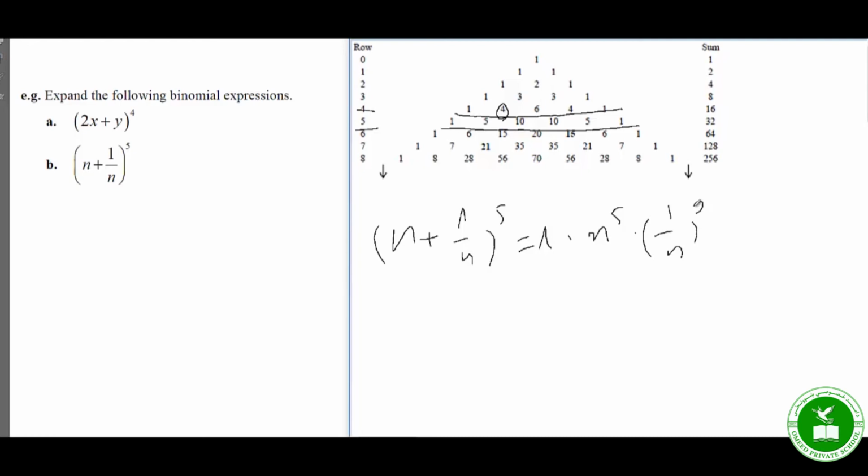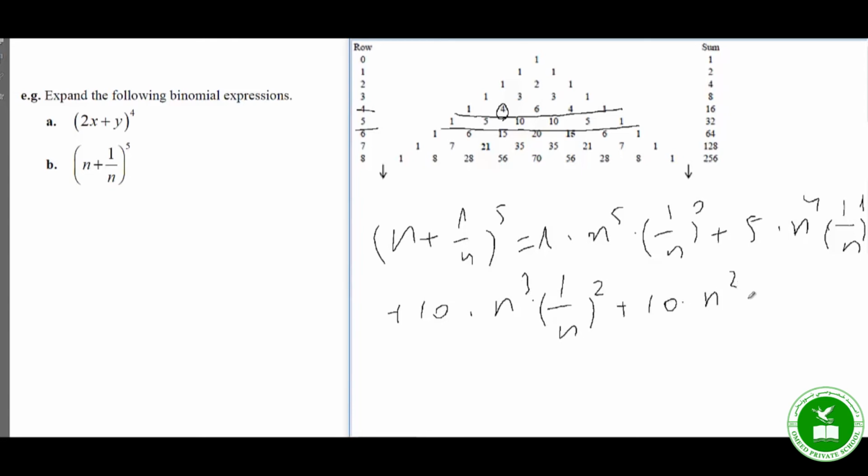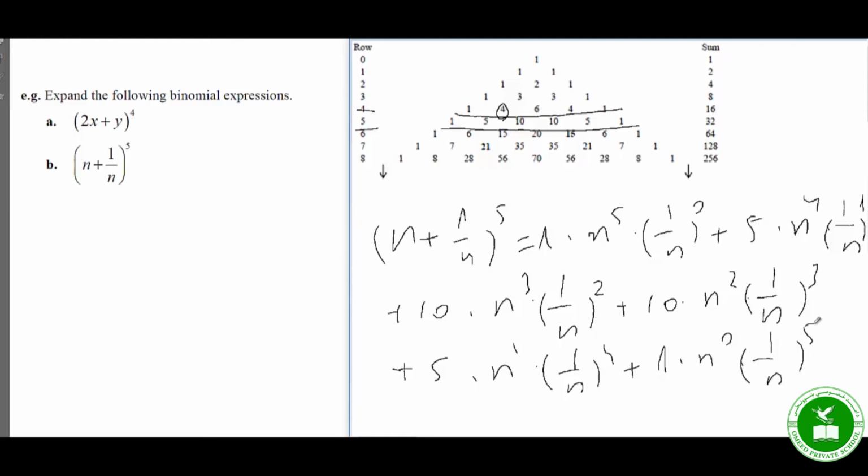Again, as we solved in the previous example, we expand it plus 5 times n to the power of 4, where the power of n is decreasing 1 by 1 and the power of the second term, 1 over n, is increasing 1 by 1. Plus the third coefficient is 10 times n to the power of 3 times 1 over n to the power of 2, plus again 10 times n squared times 1 over n cubed, plus 5 times n to the power of 1 times 1 over n to the power of 4, plus 1 times n to the power of 0 times 1 over n to the power of 5.